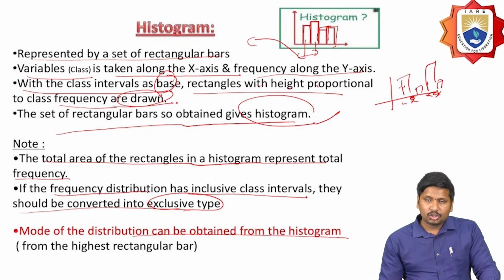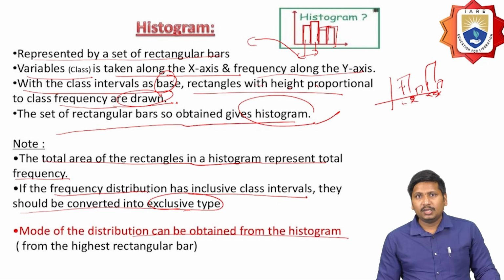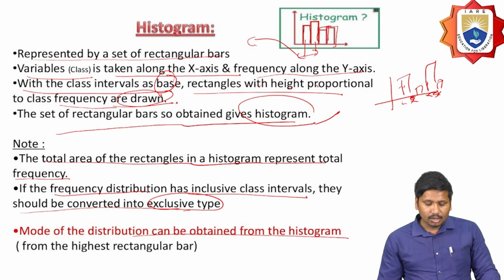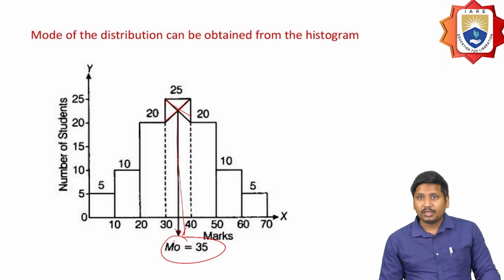So, the histogram. A histogram is represented by a set of bars. The variable classes are taken on the x-axis and the frequency is taken on the y-axis. We have to maintain the width of the class interval so that a rectangle with height proportional to the class frequency can be drawn, and the set of rectangular bars gives the histogram. So based on the class intervals, I have to know the frequency values and draw the rectangles. That is the histogram.